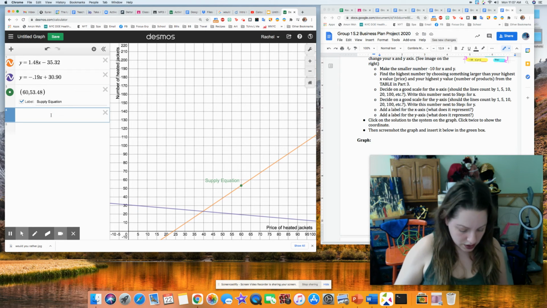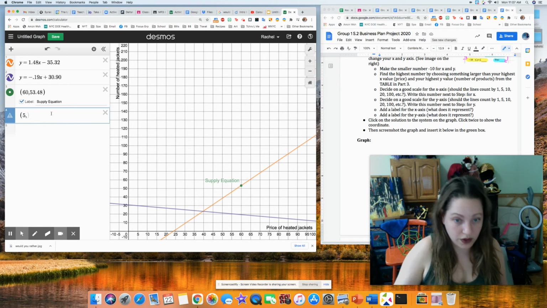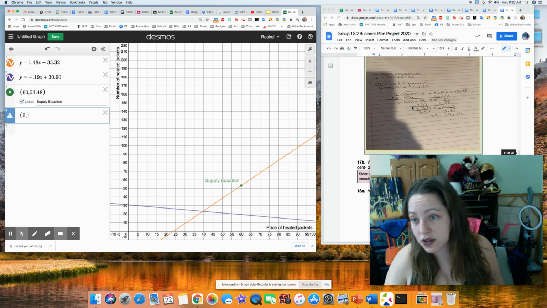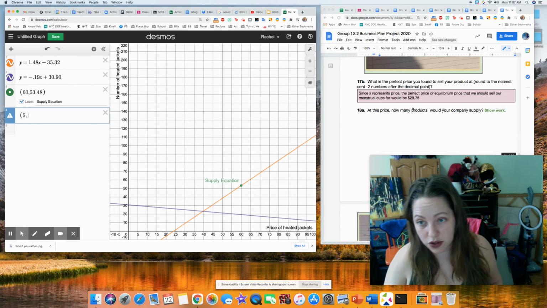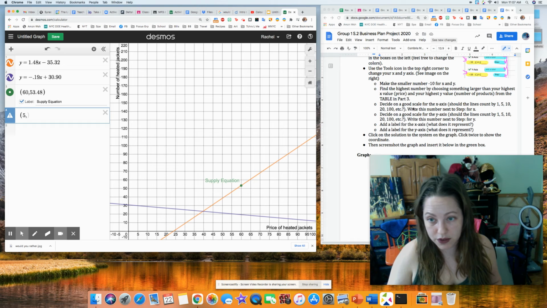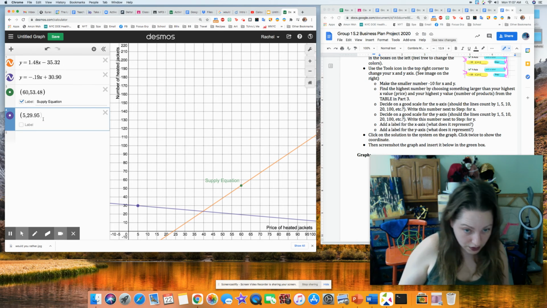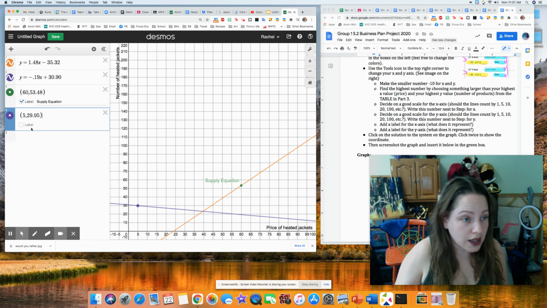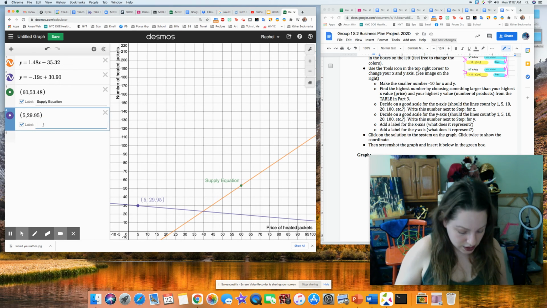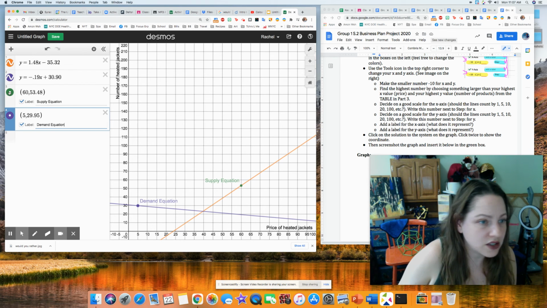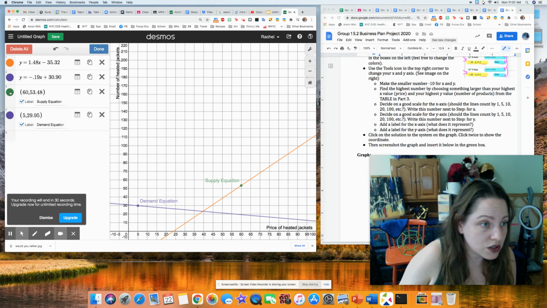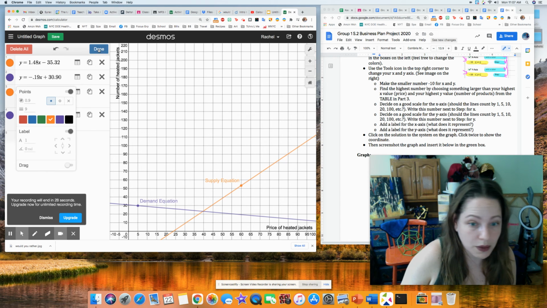And then I choose a point here. 529.95. And you can also just choose a point from your table even. So if you just look at demand, you would get a coordinate from there. 529.95. And label that. That's my demand equation. And I want to change this so that it's also orange. So I just change that so it matches up.